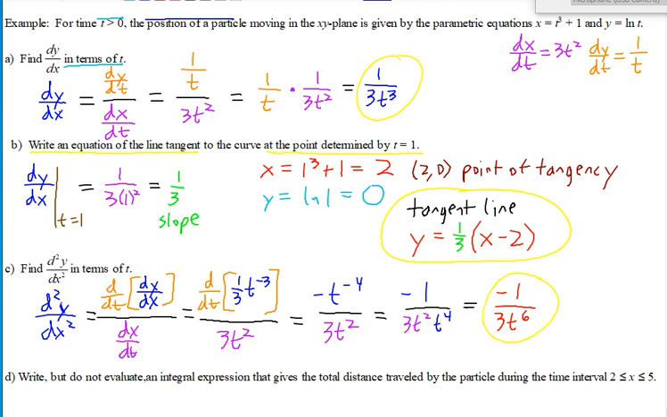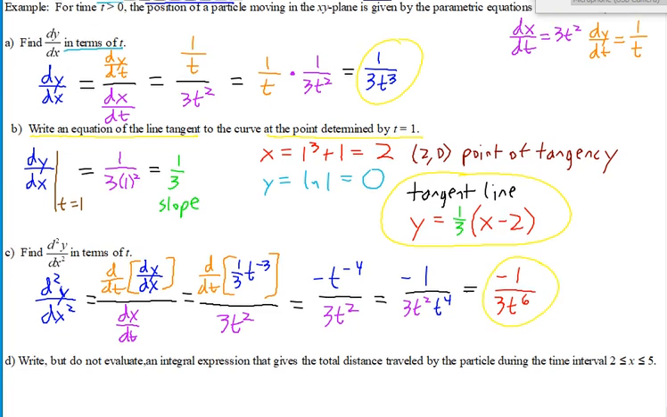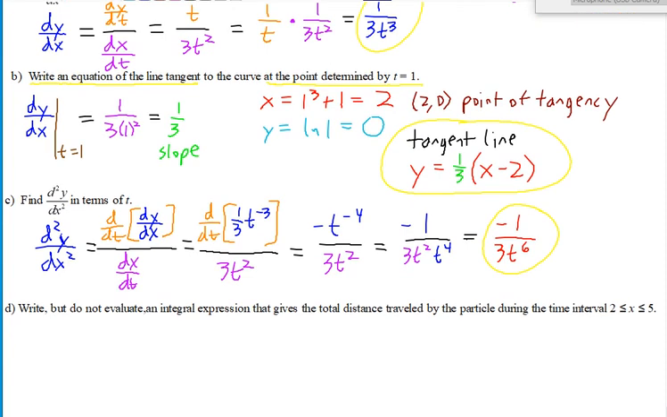All right, let's take a look at one more on this one. This next one says write but do not evaluate. So again, we're just setting it up, but not working it out. An integral expression that gives the total distance traveled by the particle during the time interval 2 to 5. So again, for total distance traveled, we're just integrating speed, in this case on the interval from 2 to 5. So the integral from 2 to 5.